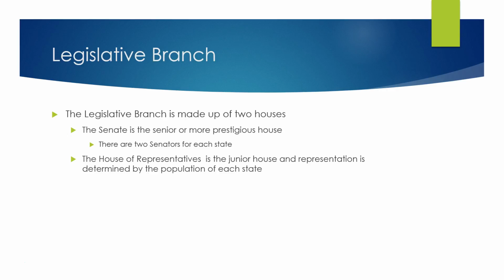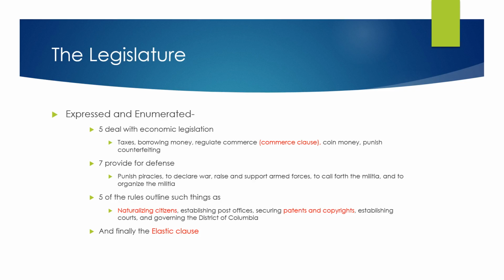And then the House of Representatives is the junior house, and representation is determined by the population of each state. So depending on how big the state is, that's going to determine how many representatives they get of the 435 representatives for the House. To be a representative, you've got to be 25 years old. You've got to be a resident of the district in which you plan on representing. You have to be a United States citizen, and those are the main characteristics of that.